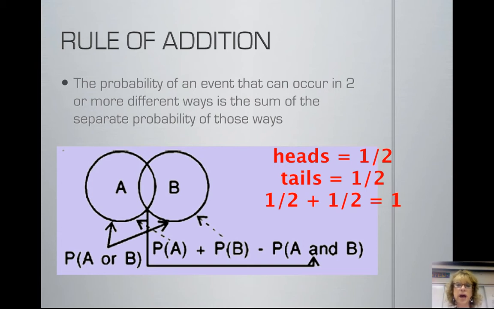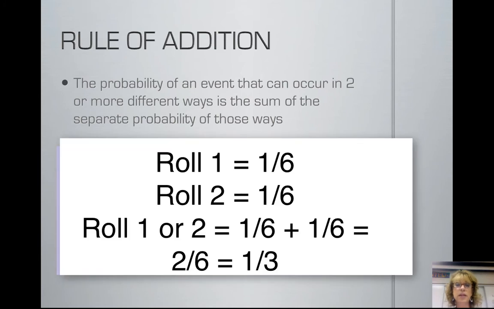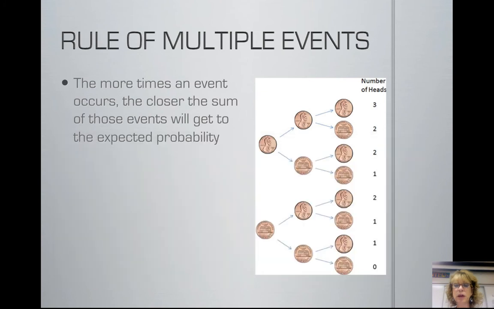Another example would be rolling a dice. The probability that you're going to get a 1 is 1/6. Probability that you're going to get a 2 is also 1/6. What is the probability that you're going to get a 1 or a 2? You add the 1/6 for the 1, the 1/6 for the 2, and you get 2/6, which is 1/3. The rule of multiple events states that the more times an event occurs, the closer the sum of these events will get to the expected probability. In other words, if you flip a coin 10 times, you may get 6 heads and 4 tails. If you flip a coin 1,000,000 times, you're more likely to get closer to the expected probability, which is 50-50.